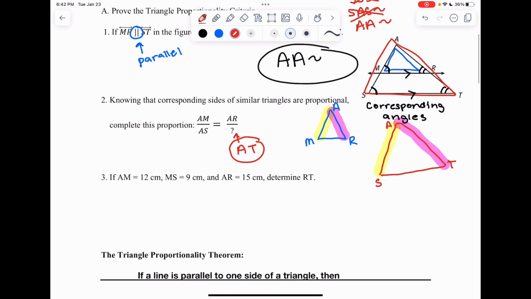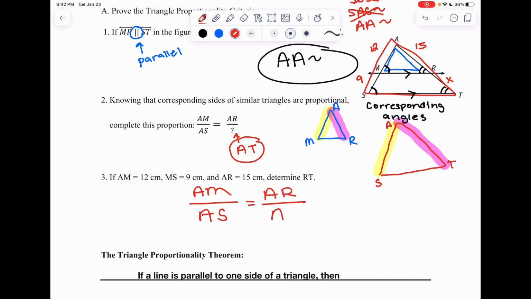And now they want me to fill in my measurements. So I'm going to label my first picture. AM equals 12 centimeters. MS equals 9 centimeters. And AR is 15 centimeters. And I'm going to label RT X because we don't know what RT is. So if I'm going to fill in this proportion they want me to set up, AM over AS equals AR over AT.